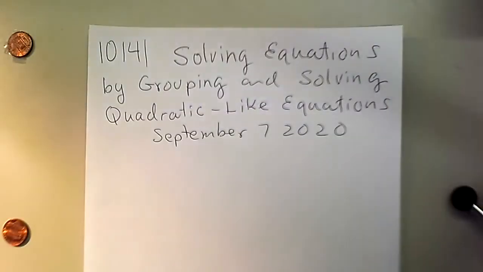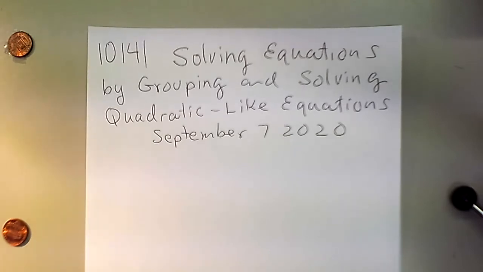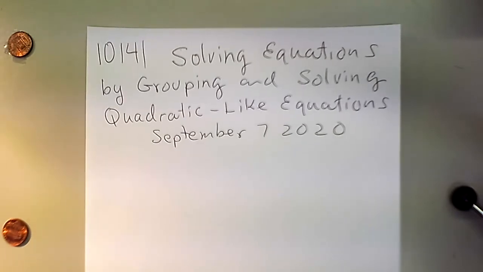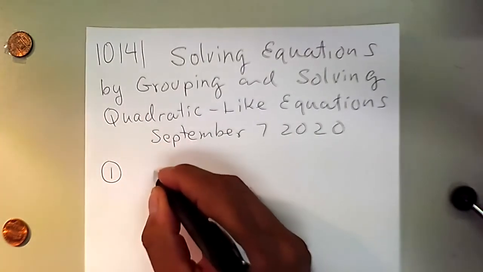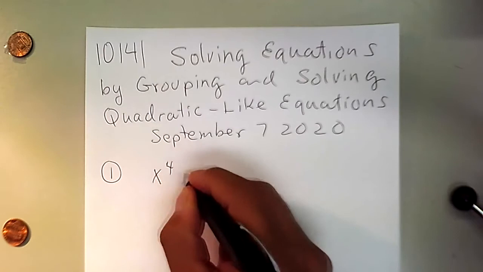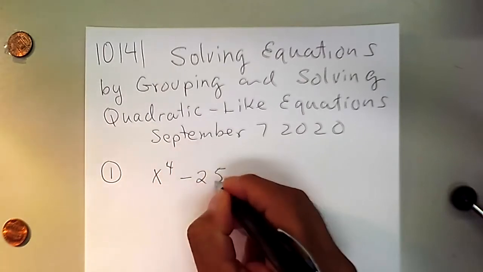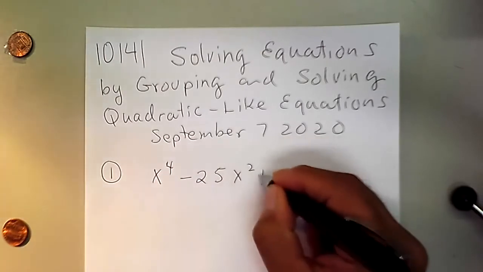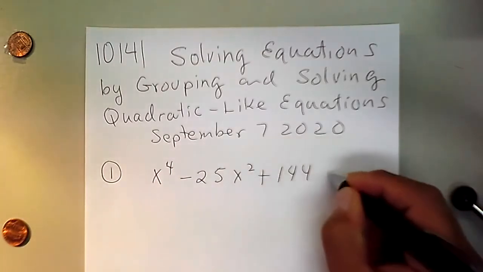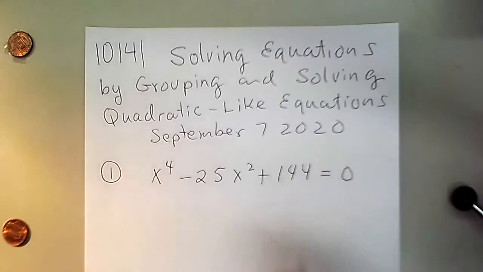This is about solving equations of different kinds. And the best way to get good at it is to practice. So that's how we're going to start, with practicing. So let's start with one example. x to the 4 minus 25x squared plus 144 equal to 0.